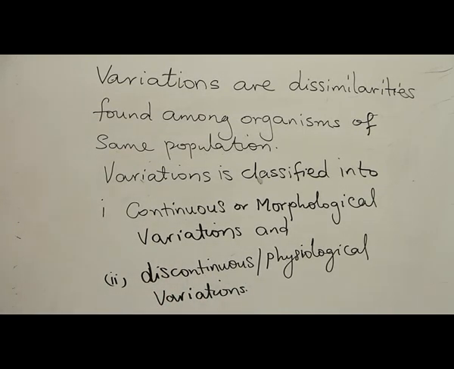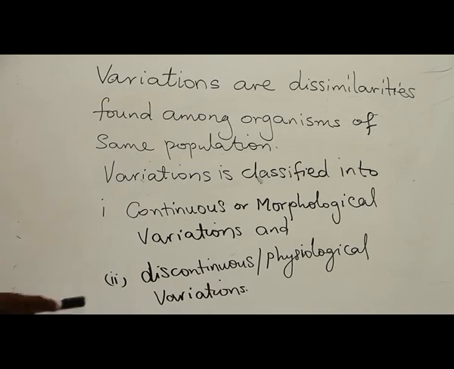People are either hemophilic or non-hemophilic. Another example is blood group. Whether you are group A or B, or you combine the two, or O. All those are discontinuous variation.